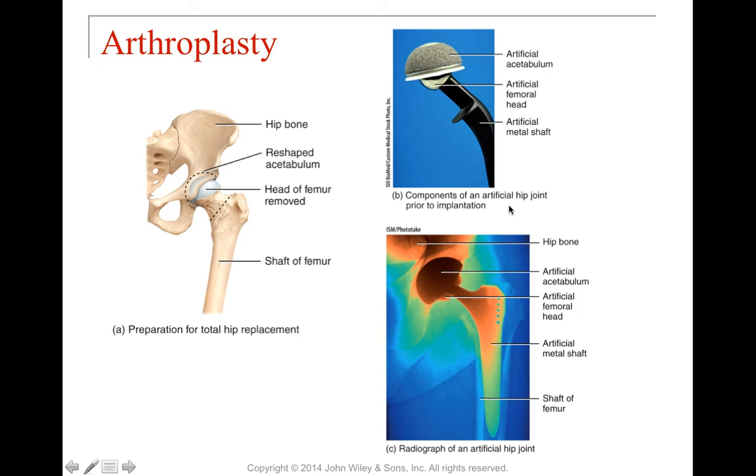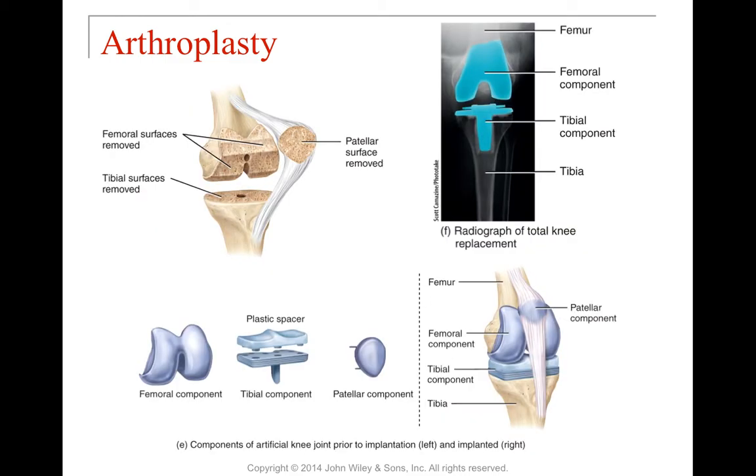And then this metal shaft is going to get driven down into the shaft of the femur and secured by screws, right? So the hip bone is going to be reshaped so that we have a region where we're just going to be allowing this fake acetabulum to align. And then instead of having a head of the femur, we're going to have an artificial femoral head. And that whole thing is going to go right down into the shaft of the femur, allowing for returned or restored range of motion for someone who has had failing hips.